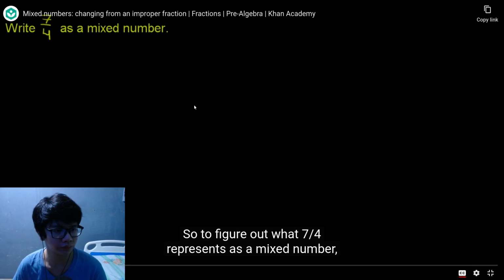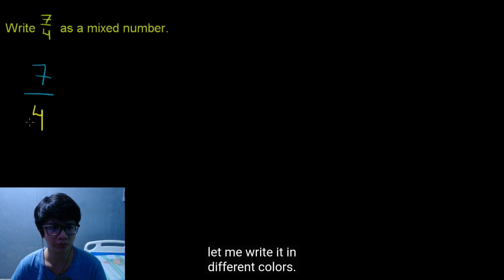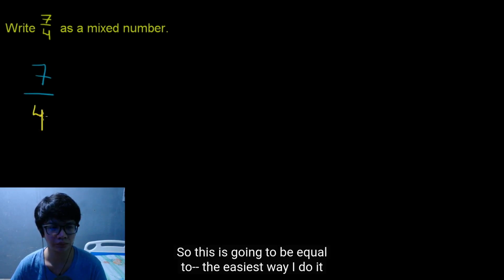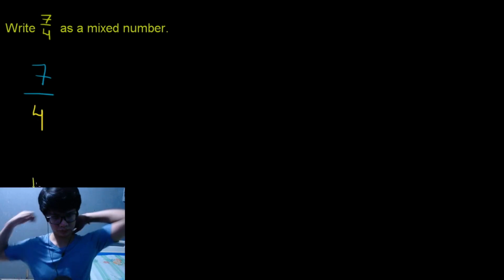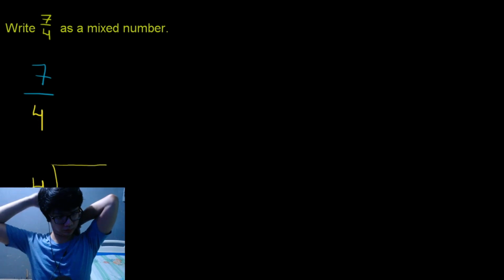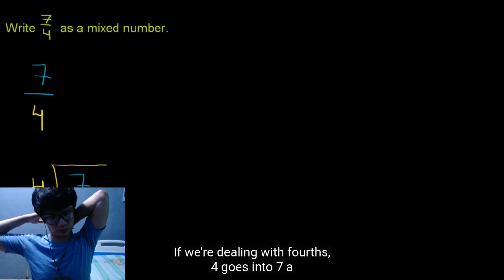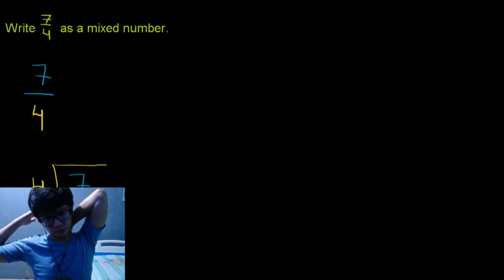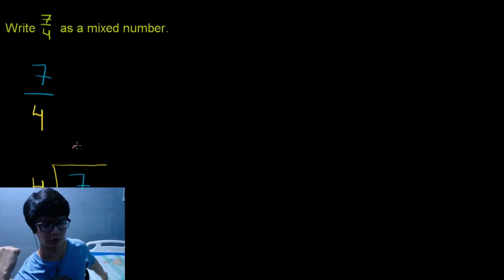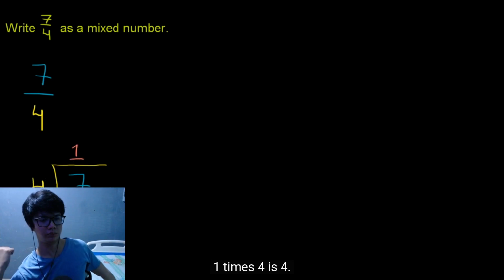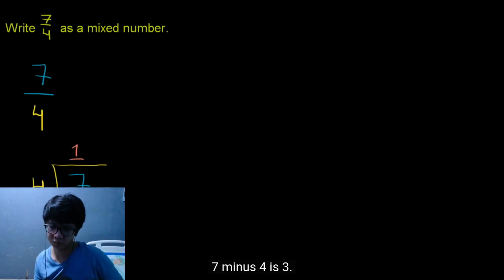To figure out what 7 over 4 represents as a mixed number, the easiest way I do it is to take 4 and divide 4 into 7. If we're dealing with fourths, 4 goes into 7 a total of 1 time. 1 times 4 is 4. And then what is our remainder? 7 minus 4 is 3.